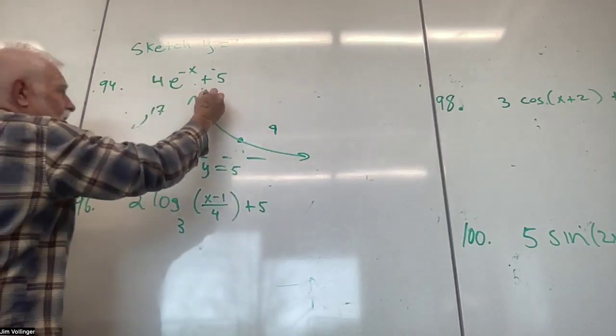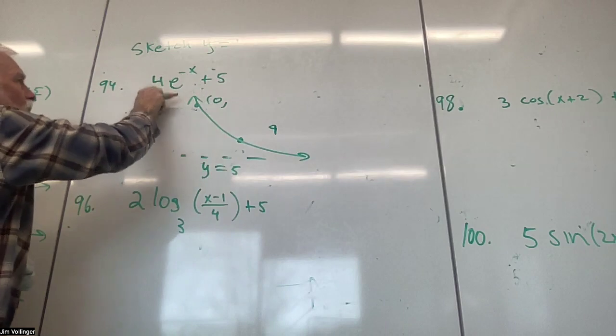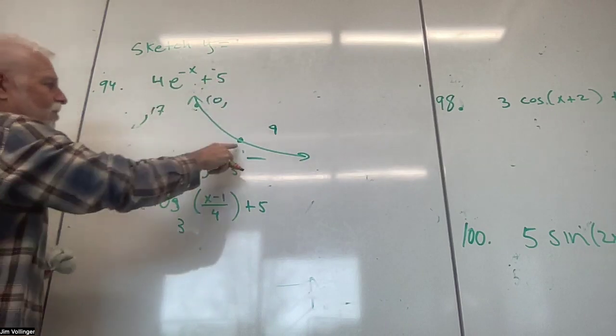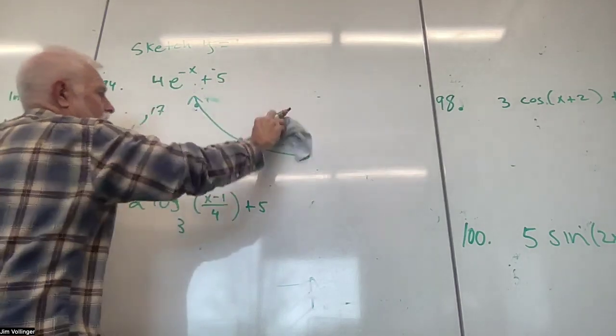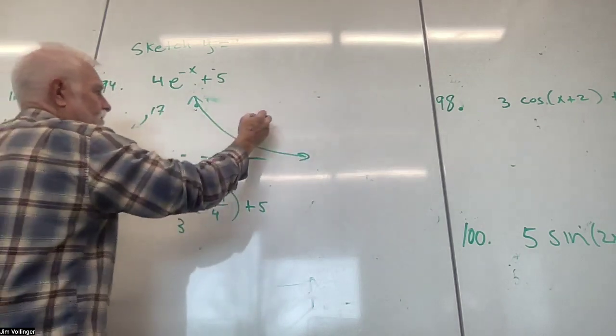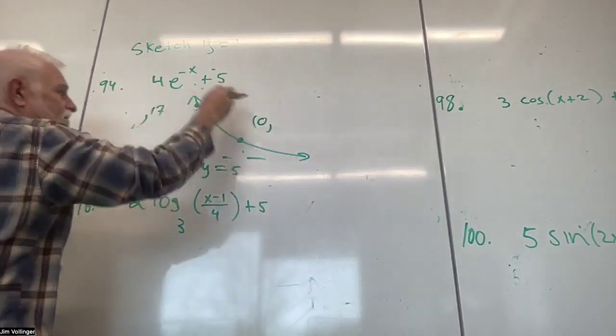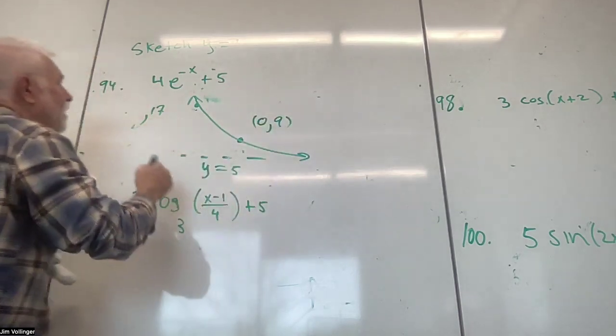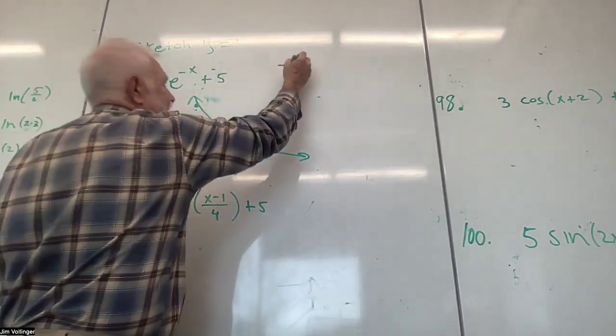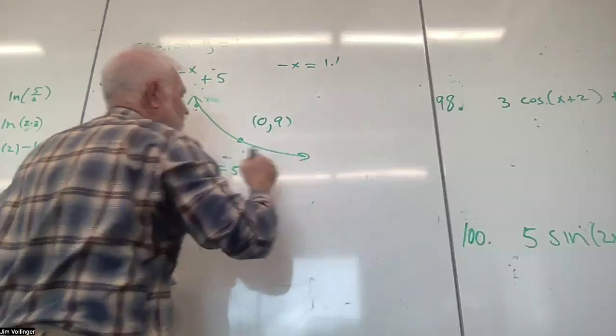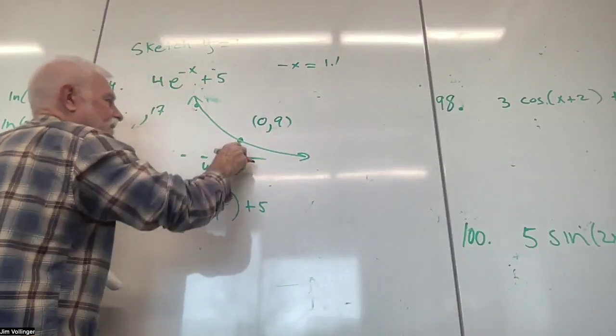Okay, so what do I want to pick? A 0. e to the 0 is 1. 4 plus 5. Oh, I'm doing this one. I'm so used to doing growth. Okay, so that's this one. First jump is 4. So 0 gets me 9. Okay, and now I want minus x to equal 1.1. So I triple this distance.